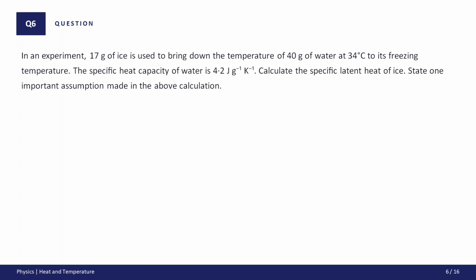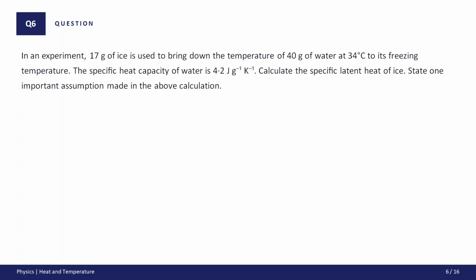In an experiment, 17 gram of ice is used to bring down the temperature of 40 gram of water at 34 degrees Celsius to its freezing temperature. The specific heat capacity of water is 4.2 joule by gram Kelvin. Calculate the specific latent heat of ice. State one important assumption made in the above calculation.